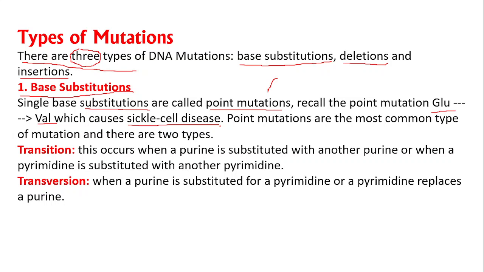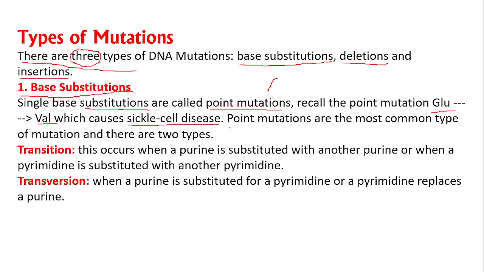You have already studied this particular example in the previous chapter, that is, principles of inheritance and variations. In that chapter, we studied sickle cell anemia. We have discussed even the sickle cell anemia, right?